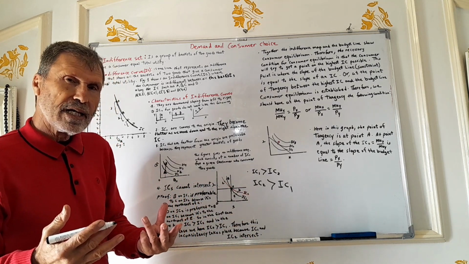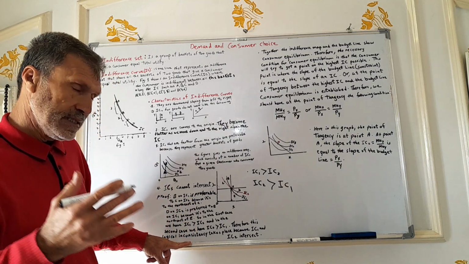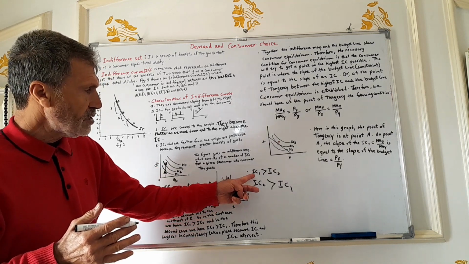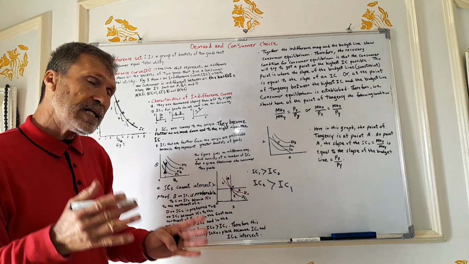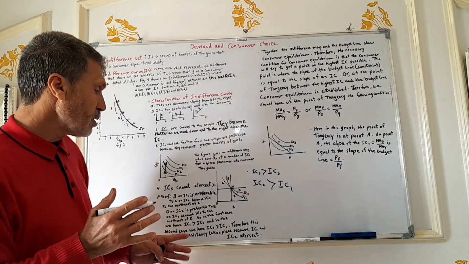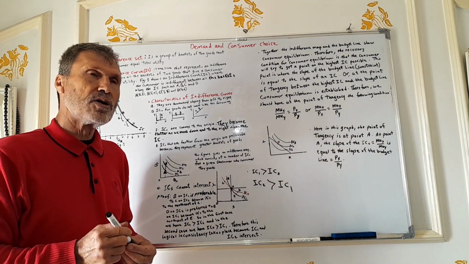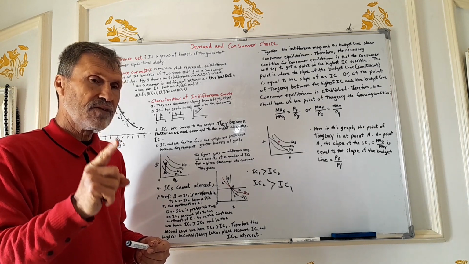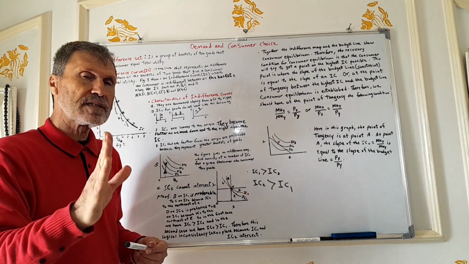This will cause a logical inconsistency. In other words, we have a logical inconsistency. You can't have IC1 preferable to IC2 and IC2 preferable to IC1. And that logical inconsistency is because the two indifference curves intersect. So in other words, we will have a logical inconsistency if we have indifference curves that intersect. Therefore, indifference curves cannot intersect.